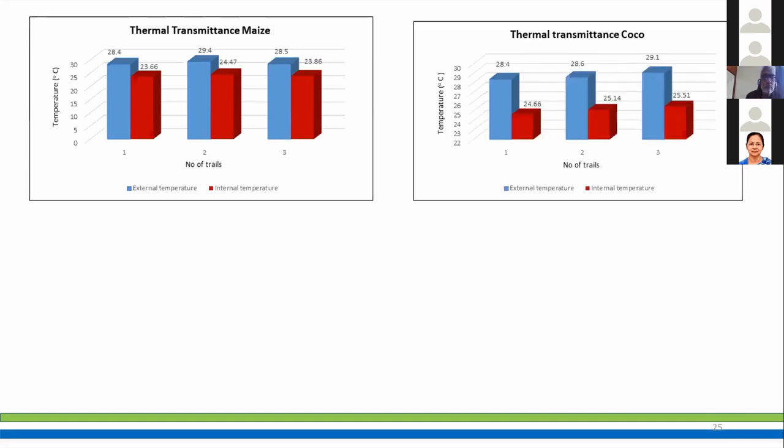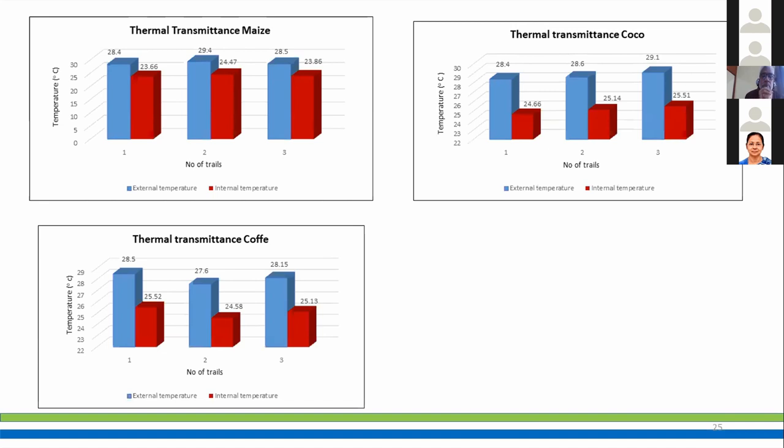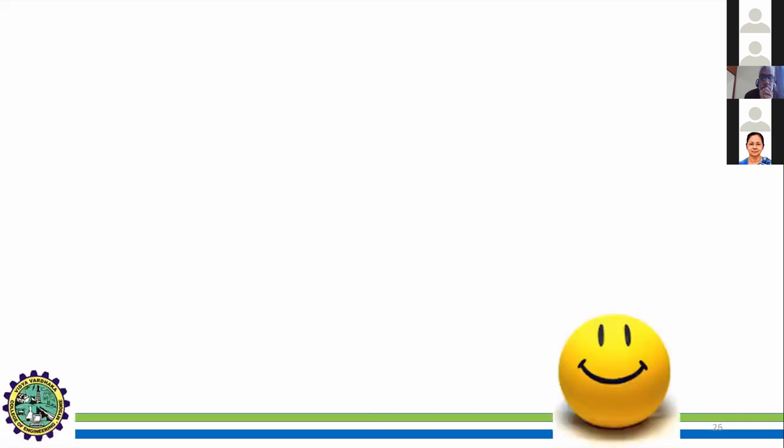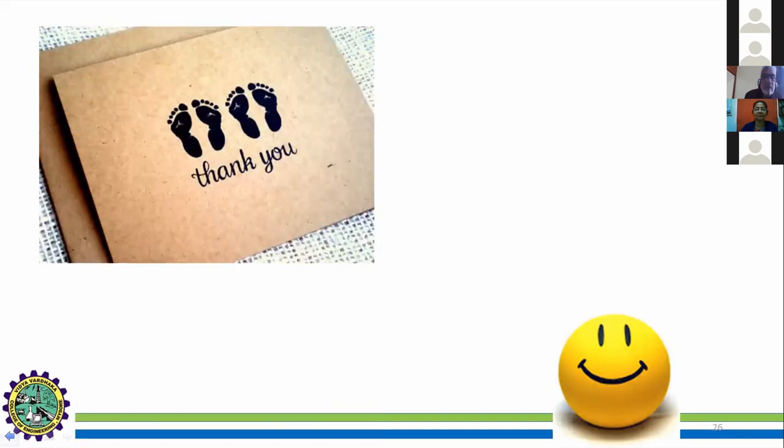This is for the maize, this is for the coconut shells and the coffee husk, and at the end you can observe the overall temperature differentials. With this I will conclude by saying that the environment is not your ancestors' property. However we utilize it, we have borrowed it from our children and we need to return it as it is. Thank you.